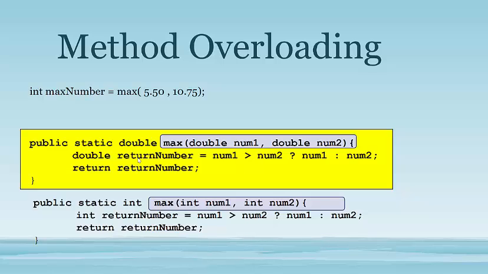Method overloading is scary sounding at first, but all it means is that I'm having methods that are the same, but based on the parameter list, different versions of the method will be run.